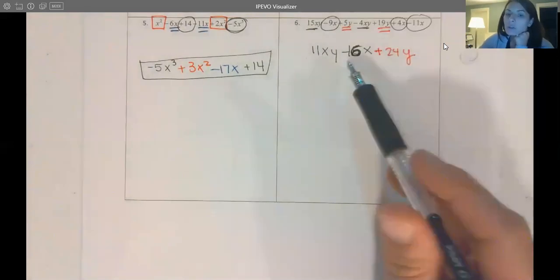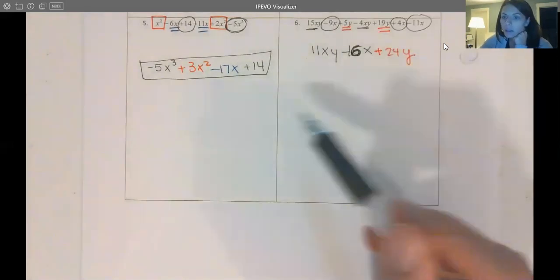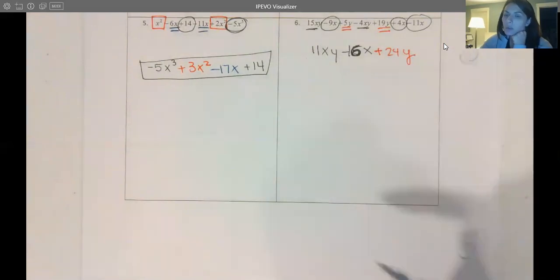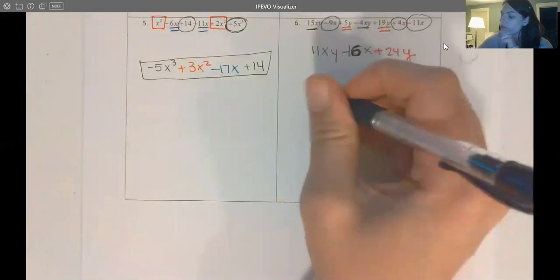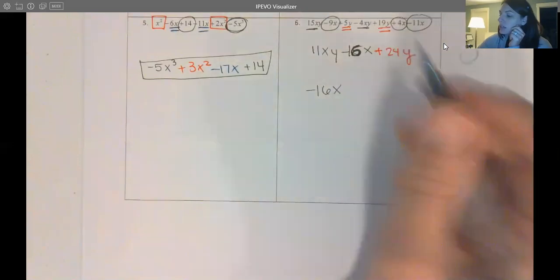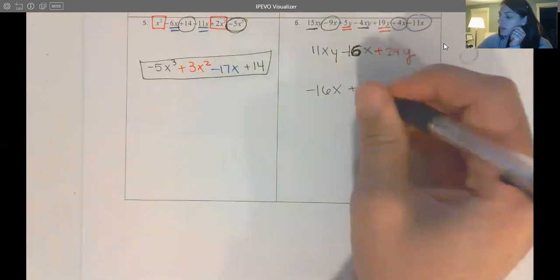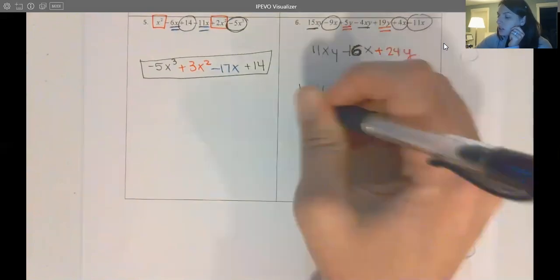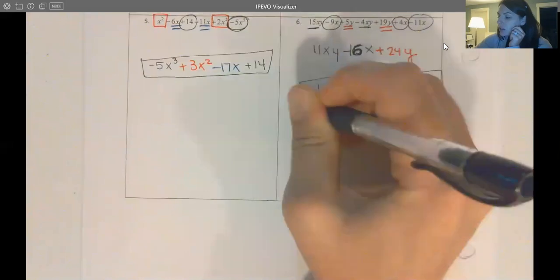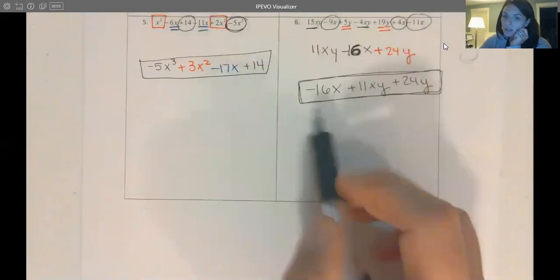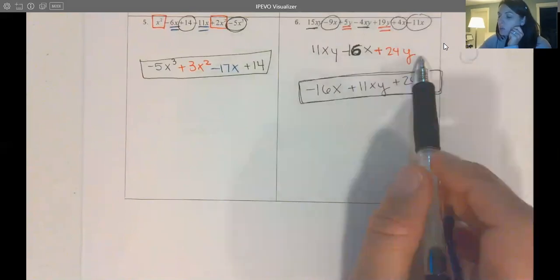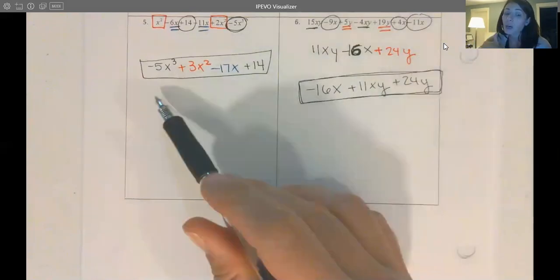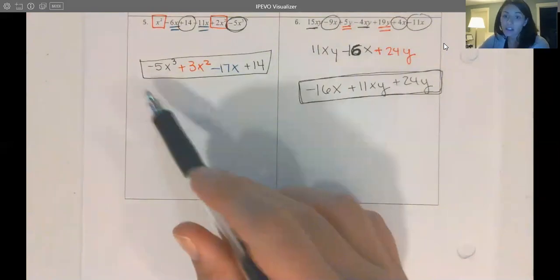Now, when I have more than one variable like this, so whether I have an xy or an rst or whatever it might be, an m and an n, I tend to rewrite it so that it's going alphabetical. So if I were to write this back out, I'd go negative 16x, and I'd put the xy in the middle, and then the 24y at the end. I'm not really too much of a stickler in terms of this sort of problem being written in this way. I'd accept this as well. But I do take points off for polynomials that aren't in standard form, okay?